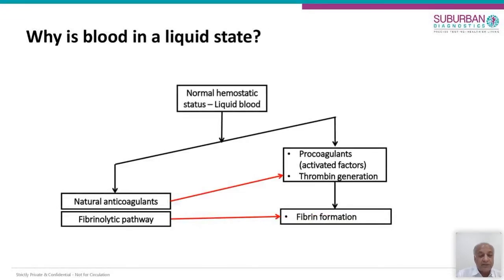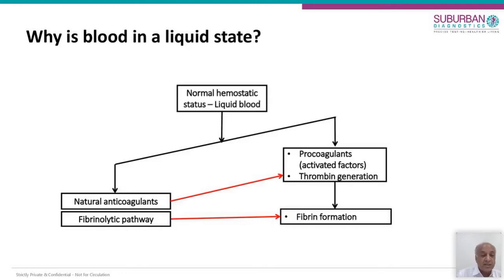As you can see here, normal liquid blood is because of the higher or predominant activity of the natural anticoagulants and fibrinolytic pathway, which in turn inactivate the procoagulants and thrombin generation as well as fibrin formation. And because of that, the accumulation of these thrombotic substances is taken care of, and therefore the blood doesn't clot normally. But if you have an imbalance in this delicate balance that we have, wherein there is an increase in the procoagulant forces leading to thrombin generation and fibrin formation, the natural anticoagulants and fibrinolytic pathways get overwhelmed, and you have generation of thrombin and thrombus formation as a result of fibrin formation and stabilization of fibrin.